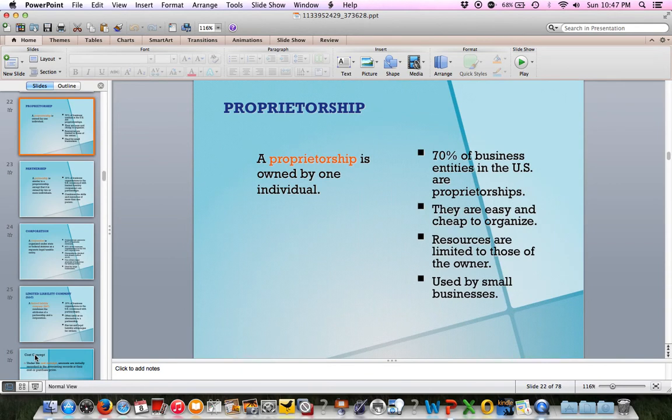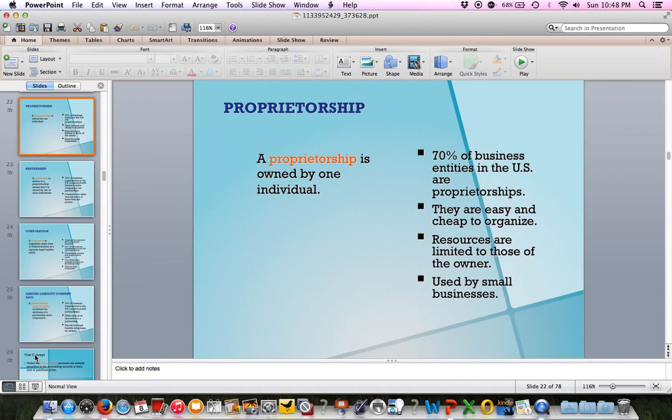And there's several types of business forms out there. Proprietorship is easily the most popular, very easy to create. Anybody can start their own business, start a proprietorship. It says that 70% of businesses in the U.S. are actually proprietorships. And so they're popular because they're easy and cheap to start. And really the resources are just limited to those of the owner. And of course, these are used by small businesses.